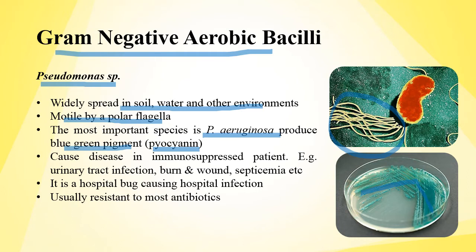Usually Pseudomonas can cause infection in immunosuppressed patients, including patients under heavy medication or patients with HIV. Examples of diseases it can cause are urinary tract infection, burn and wound infection, and septicemia. Pseudomonas infection is also known as a hospital-acquired infection, therefore it is called a hospital bug. Pseudomonas is also usually resistant to most of the antibiotics.